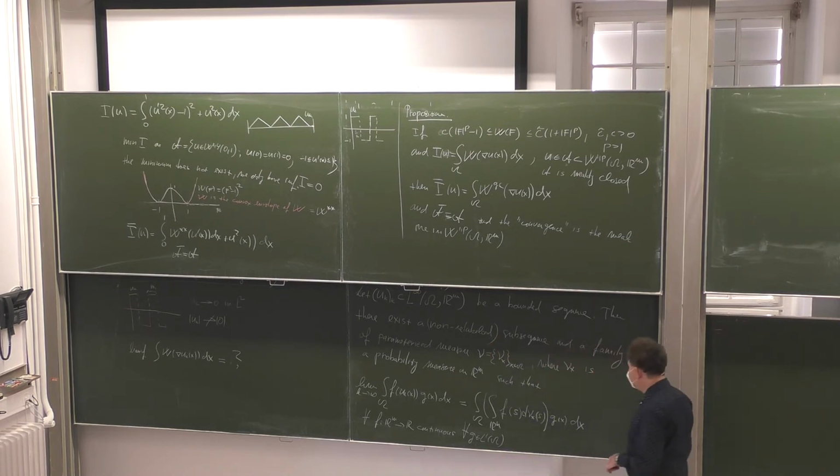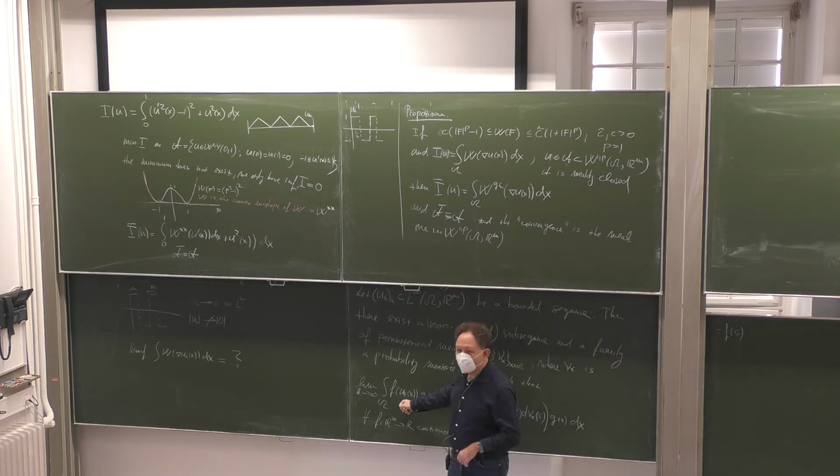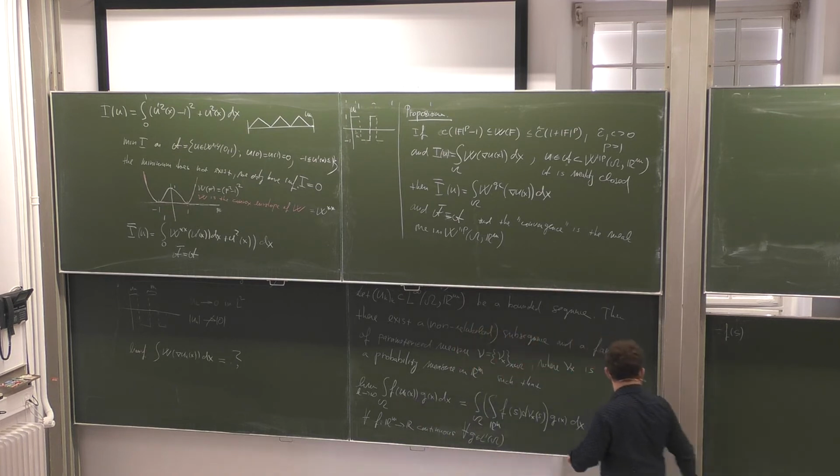But first I want to do the following. So if you take f of s, we are now in R^m, so it has m components. I take, this will be just s.